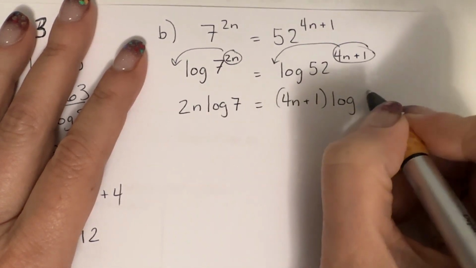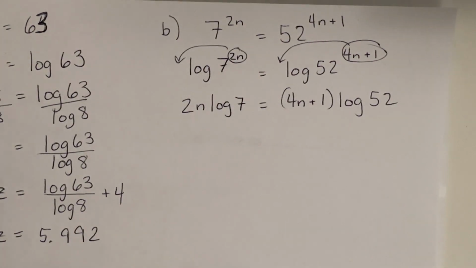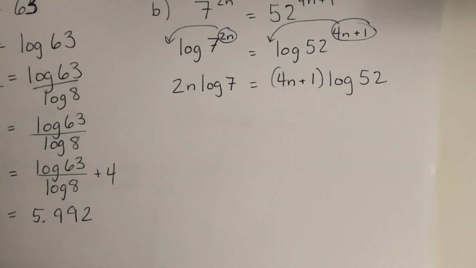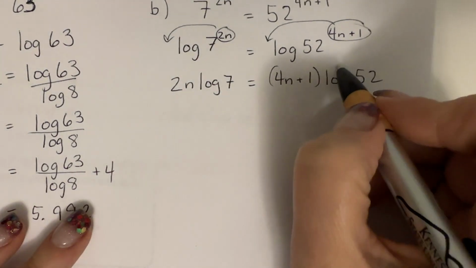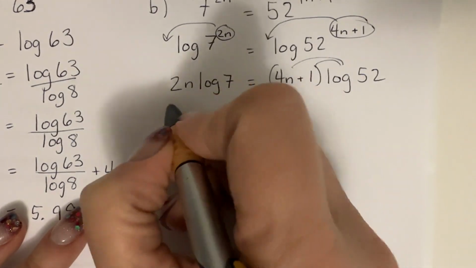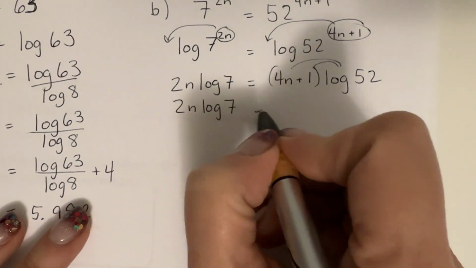times log of 52. Now, unlike the last problem, I have variables on both sides, so it really will not help me to divide both sides by a log of anything at this point. If I only have a variable on one side, cool. If not, I'm going to have to do the distributive property and rearrange my terms and factor. It really just doesn't work any other way.